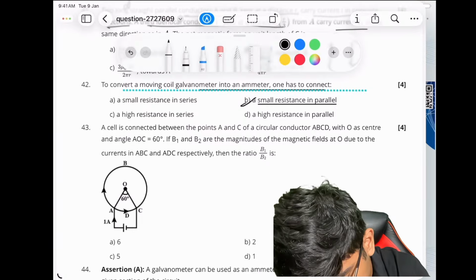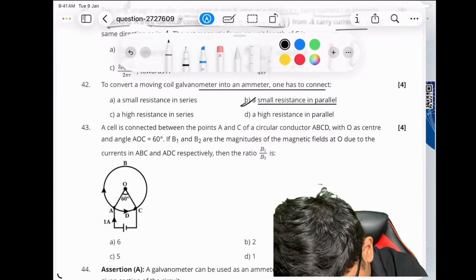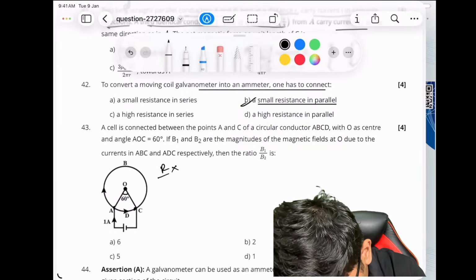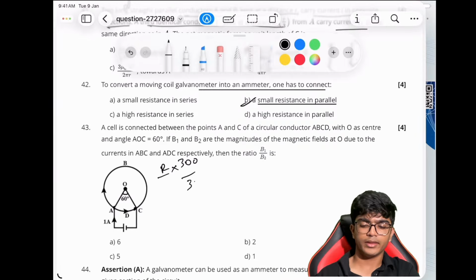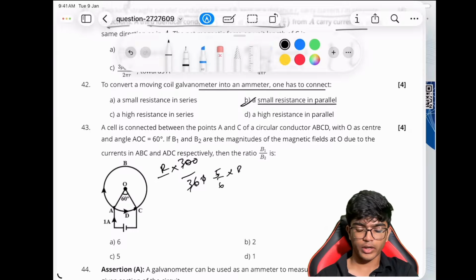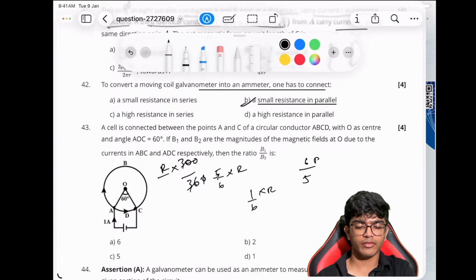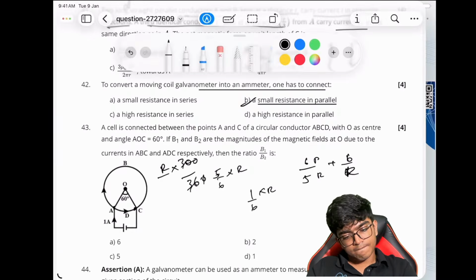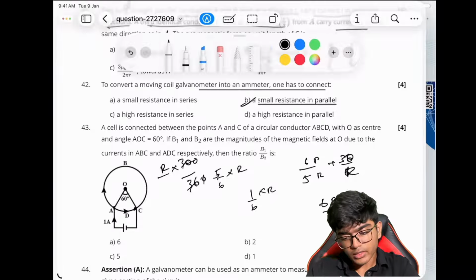Okay, this entire resistance is R. Now if we look at only these two points, it's in parallel. So R into the remaining, which is 360 minus 60, 300. Okay, 300 divided by 360, by 6, into R. So it's 1 by 6 into R. Okay, they are in parallel. Okay, so 6 by 5 plus 1 by 6 by R. Okay, this will be 6R by 36.